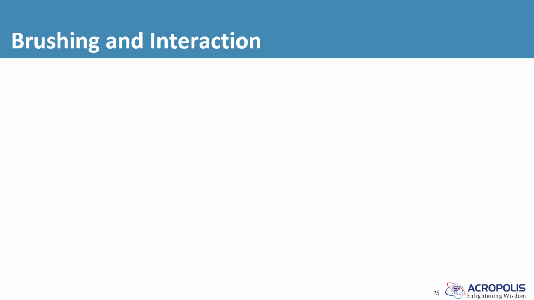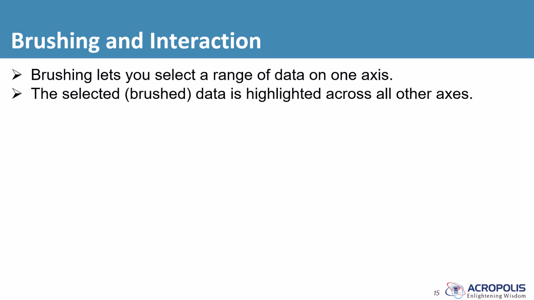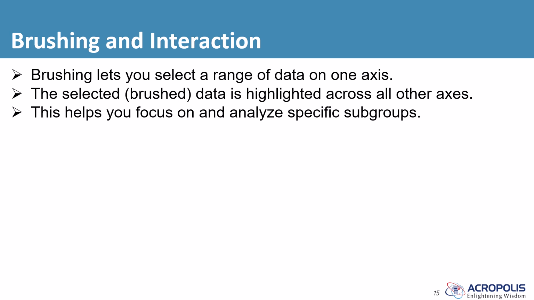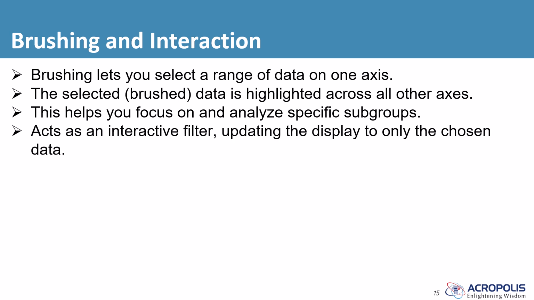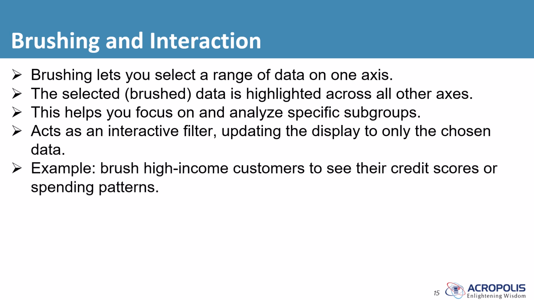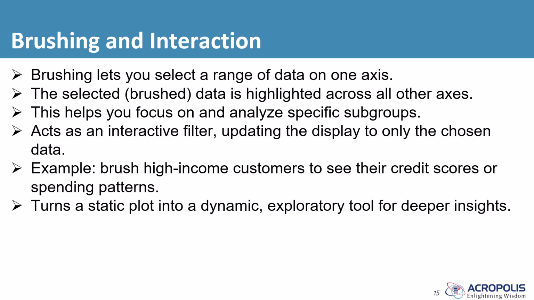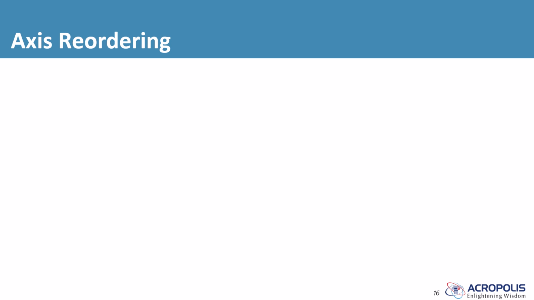Brushing and interaction. So what is brushing and interaction? Brushing lets you select a range of data on one axis. The selected or brushed data is highlighted across all the other axes. This helps you focus on and analyze specific subgroups. Acts as an interactive filter, updating the display to only the chosen data. Example, brush high income customers to see their credit scores or spending patterns. Turns a static plot into a dynamic exploratory tool for deeper insights.